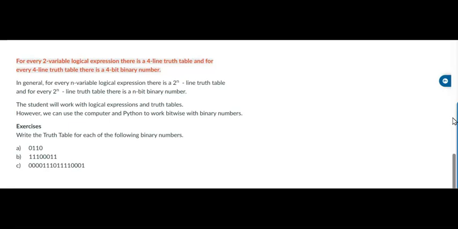The student will work with logical expressions and truth tables, but we'll use the computer in Python and work with a computer program. So instead of doing it by hand right here, we'll translate it to a program in Python, and we'll have the Python program solve the problem that the student was working with by paper and pencil here. Now, to get a little bit of experience with doing this, write the truth table for each of the following binary numbers. So that would just be 3 possibilities for you to work on.